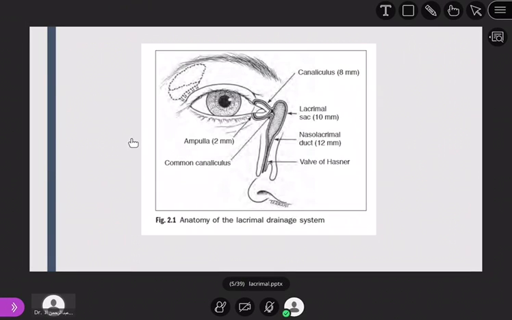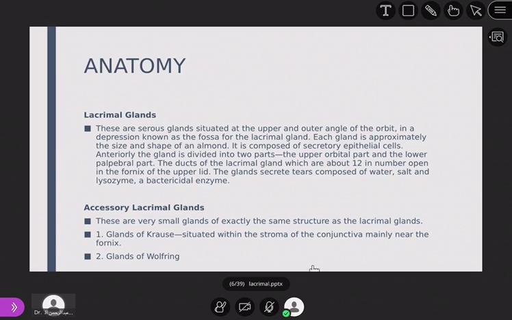Again, the same. Here we have the lacrimal gland. Here we have the canaliculus, the lacrimal sac, which is around 10 millimeters, and the nasolacrimal duct, which is around 12 millimeters. Then at the end of the nasolacrimal duct, we have the valve of Hasner. So we'll start with the lacrimal glands.